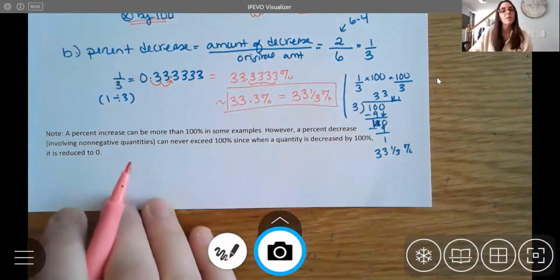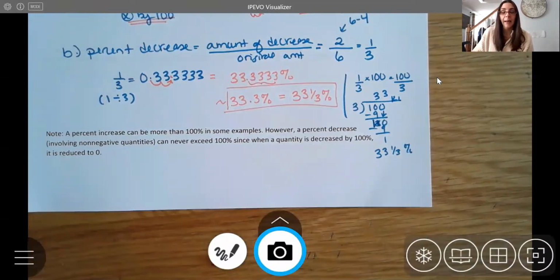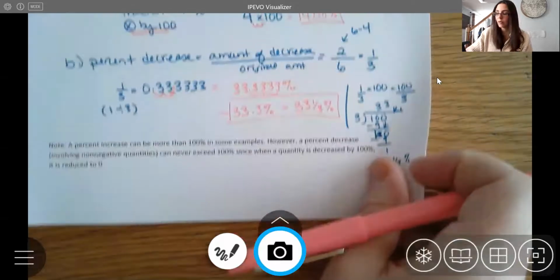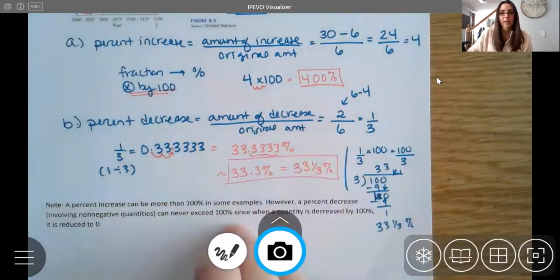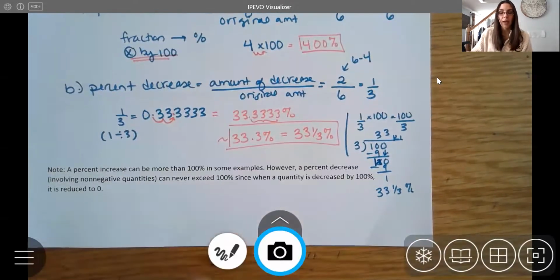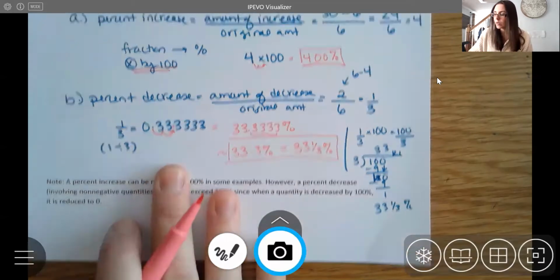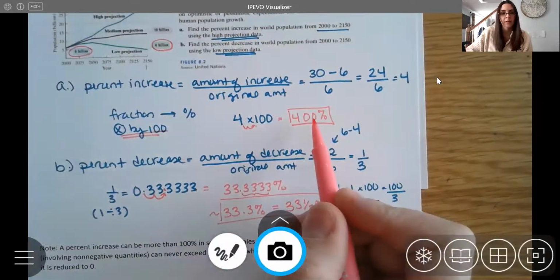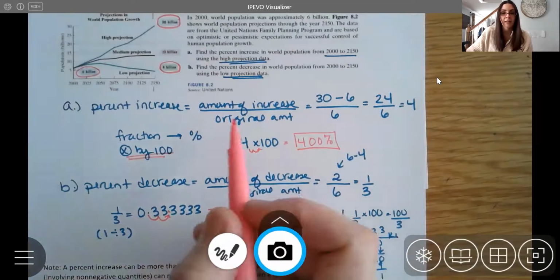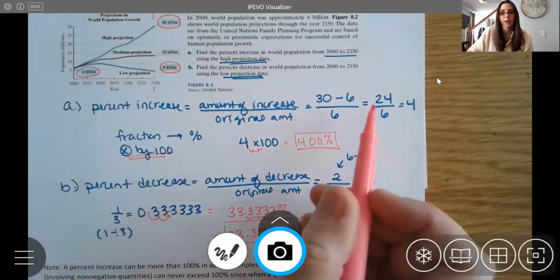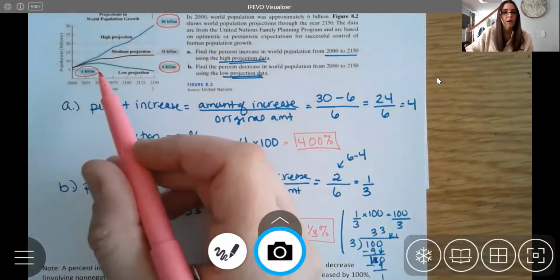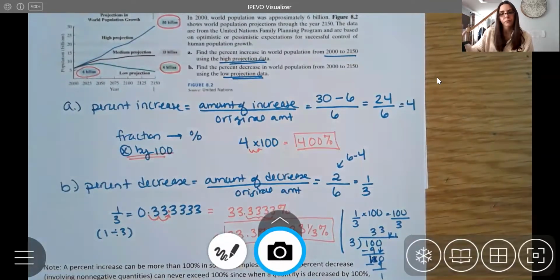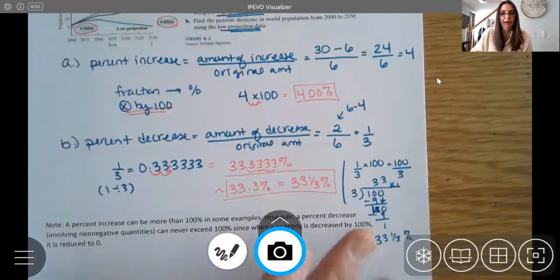So one thing to note is a percent increase can absolutely be more than 100%, and we saw that right here. So percent increases can be more than 100%. When you have over 100%, then you have at least doubled, if not done more than that, to your original value. So here, this 400% means that the original value has become 4 times larger. You can see that 4 right here, right? 6 times 4 is 24. So you've increased by that factor of 4.